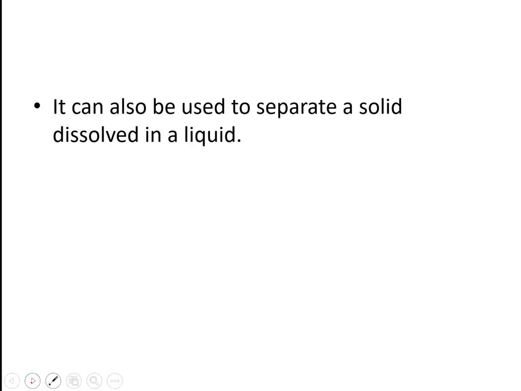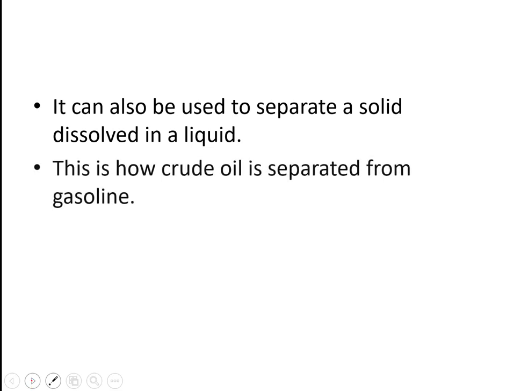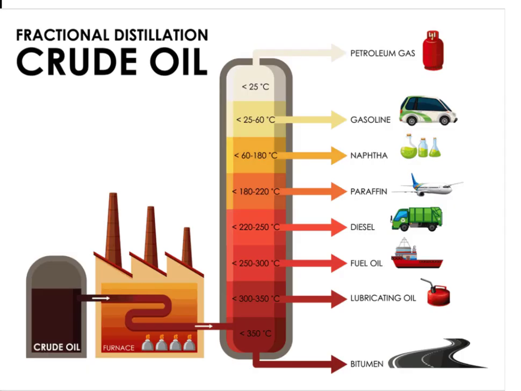Now we can also separate a solid dissolved in a liquid. This is also how crude oil is separated from gasoline, and we're going to talk about that a little bit more. That's because gasoline has a lower boiling point than heating oil. When crude oil comes out of the ground, it's a mixture of all these different components, and we can separate those components based on their boiling points.